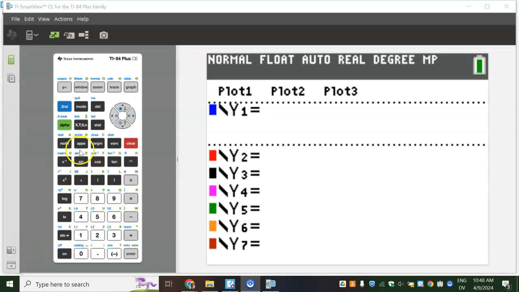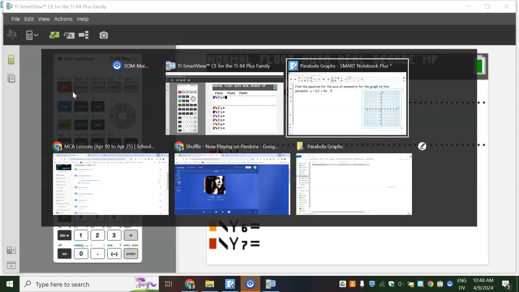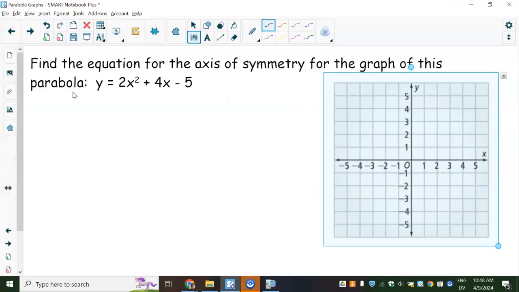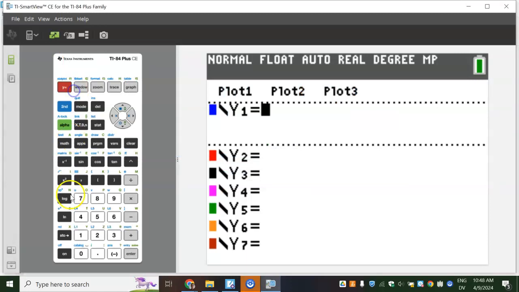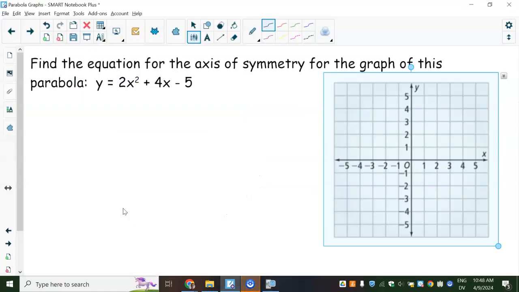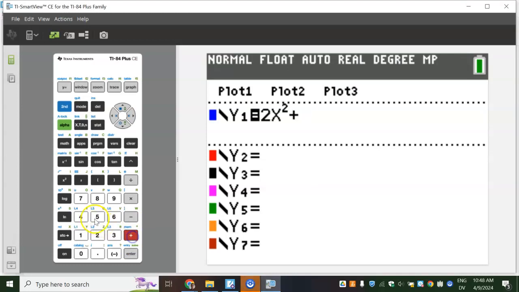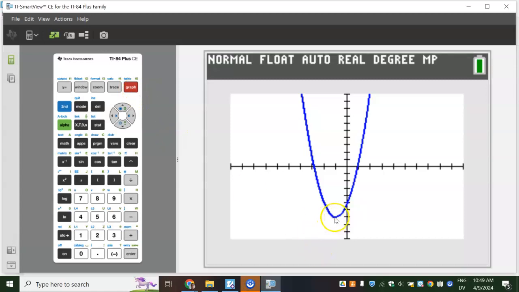Okay, to find my vertex and axis of symmetry, I'm just going to type it into y equals. You hit the y equals key in the upper left of your calculator, and then it's 2x squared plus 4x minus 5. The x key is right here. To square it, you hit this little hat, then hit the over arrow, and then plus 4x minus 5. Hit graph, and you can see here's the vertex point.